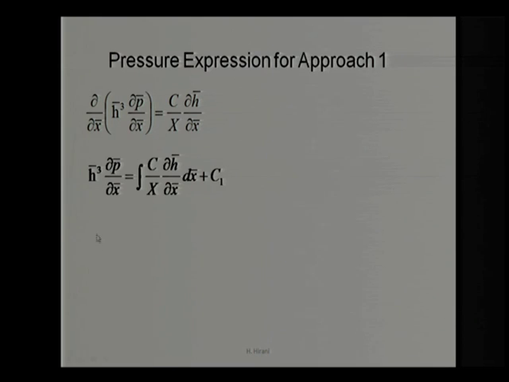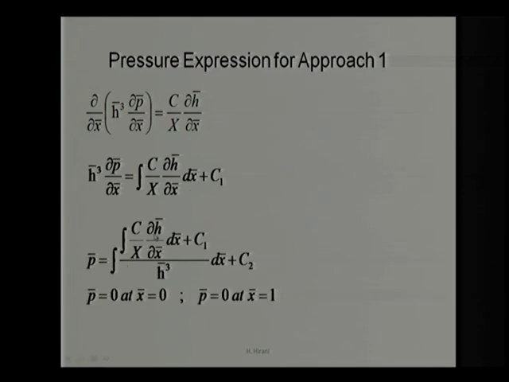We can integrate it, and when we integrate it, initially we do not have an expression for h. So, we are keeping it as it is in the same form, integration plus some integration constant. On second integration, this h bar cube will be coming in the denominator. We need to integrate the whole expression, numerator over denominator, plus another integration constant, C2. So, we have two integration constants, and we need to figure out the values of C1 and C2 to find the pressure expression.